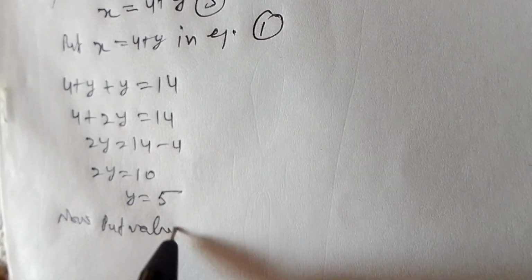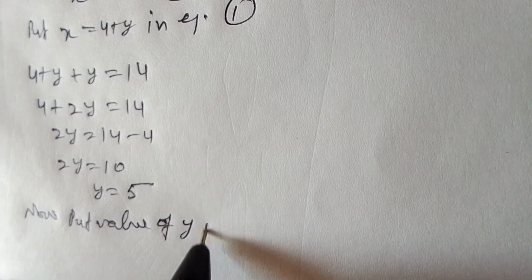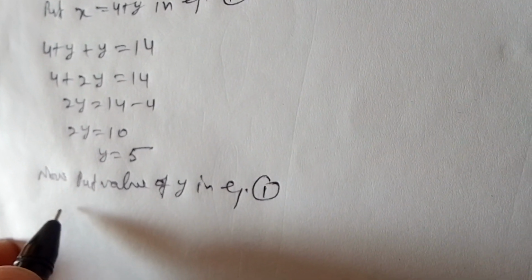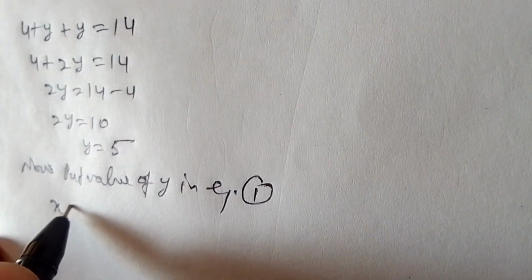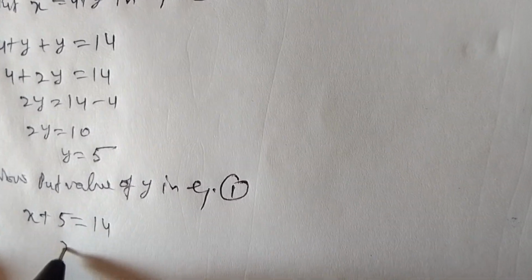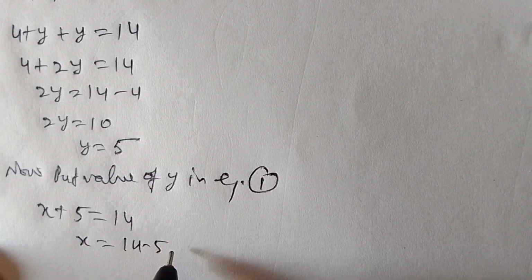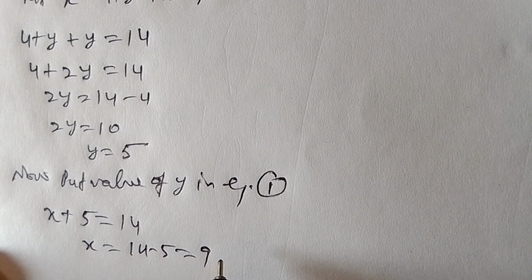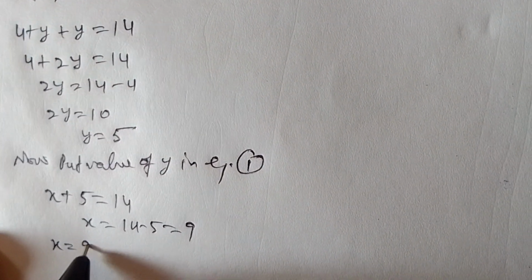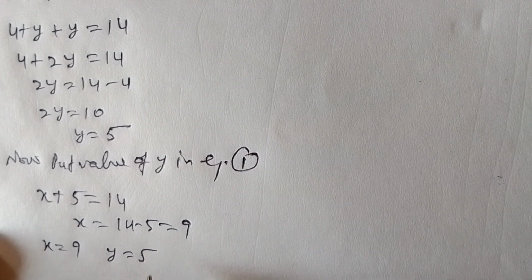Now put the value of y in equation 1. We get x plus 5 is equal to 14. So x comes out to be 14 minus 5 is equal to 9. So this is the solution of the first part, that is x is 9 and y is 5.